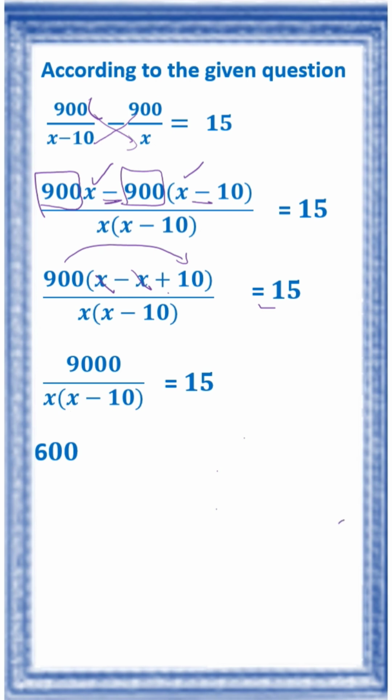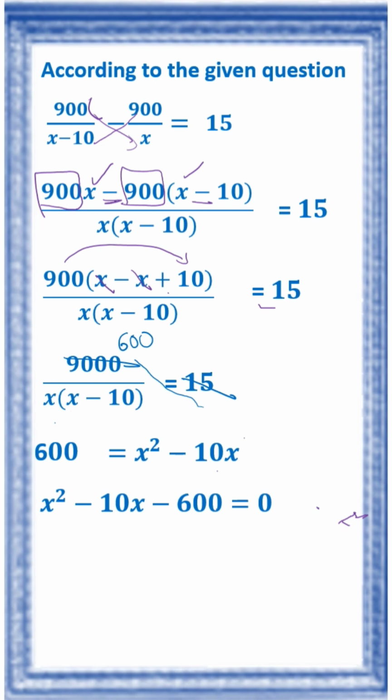How it came? 15 ones are 15, 600s are 600. Cross multiply. This is 1, this is 600. x into x minus 10, it is x square minus 10x. Now write it in the standard form. x square minus 10x, bring this to this place, minus 600 is equal to 0.